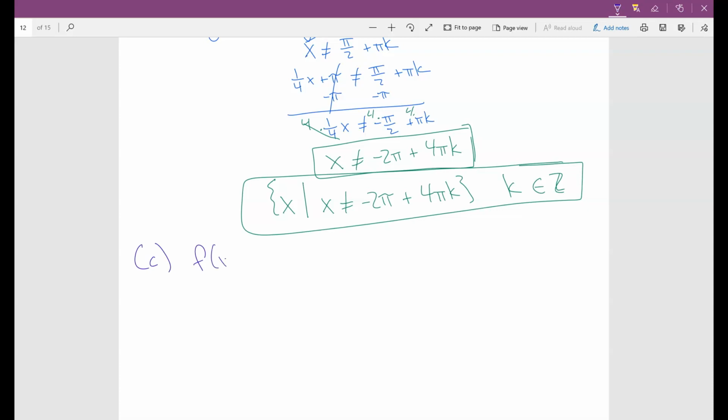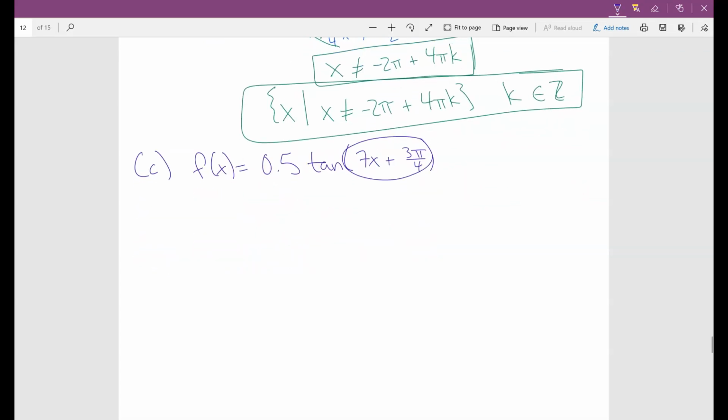So let's say we have 0.5 tangent of 7x plus 3 pi over 4. What would this one be? Remember, we're only looking at the inside. The equation of the asymptotes for tangent is x is not equal to pi over 2 plus pi k. So we're going to take the inside and plug it into x: 7x plus 3 pi over 4 is not equal to pi over 2 plus pi k. We're going to subtract the 3 pi over 4 from both sides.